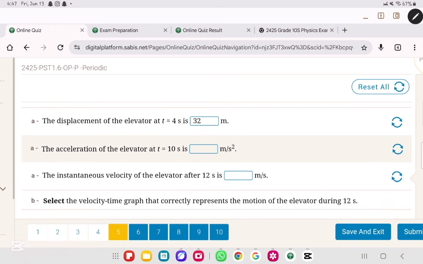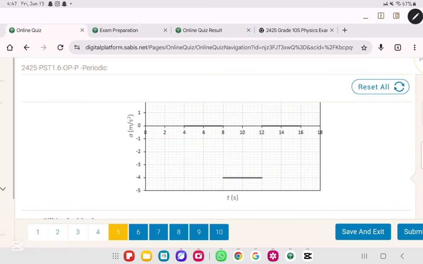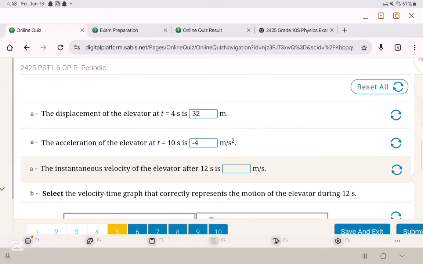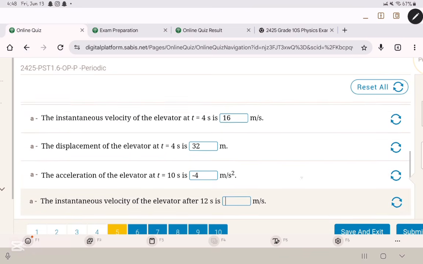We move on to the next part, which is the acceleration of the elevator at time 10 seconds. Very simply, we're going to go to the time 10 seconds and draw a line. Where's the acceleration? It is at -4. So the acceleration of the elevator at time 10 seconds is -4 meters per second squared. We move on to the next part, the instantaneous velocity of the elevator after 12 seconds. How do we find the instantaneous velocity of the elevator after 12 seconds?